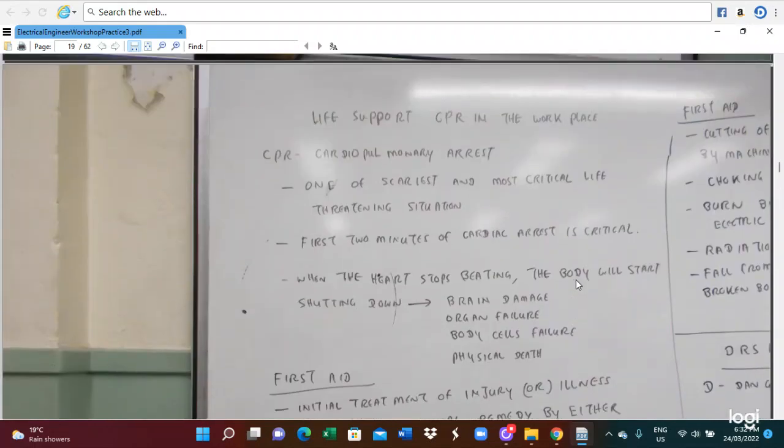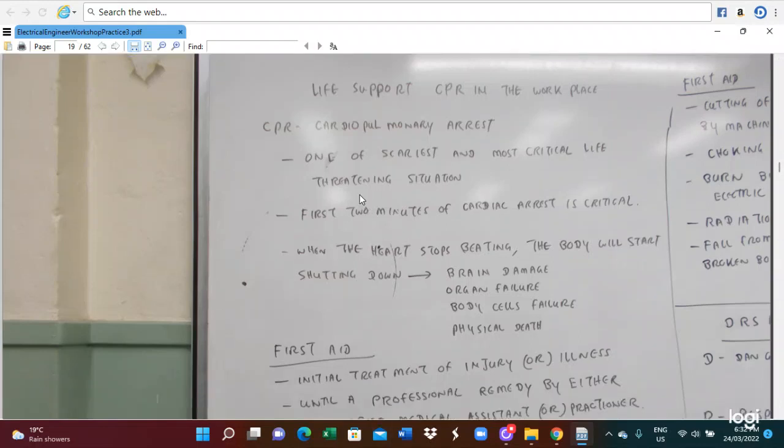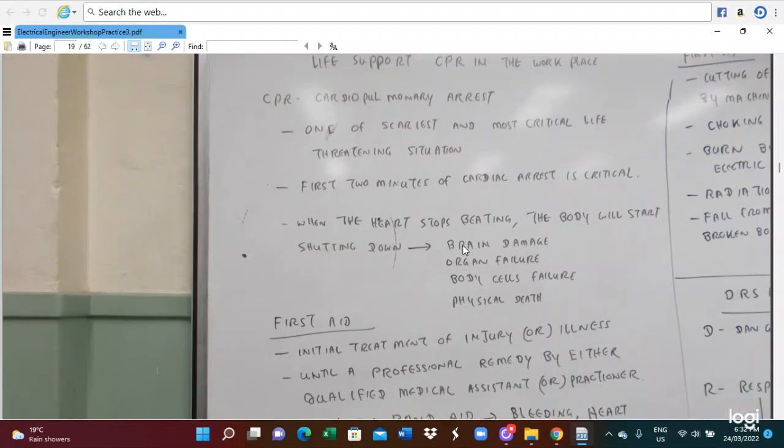The next one is life support CPR in the workplace. CPR is for cardiopulmonary arrest. This is one of the scariest things, and one of the most critical and life-threatening situations. Sometimes people's heart stops because of electrical shock and other reasons. In this case, we must provide CPR.